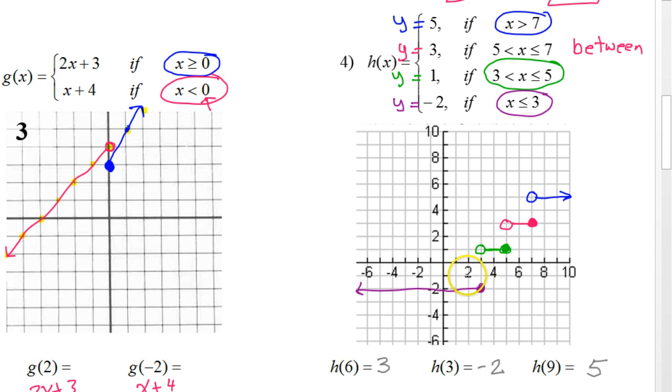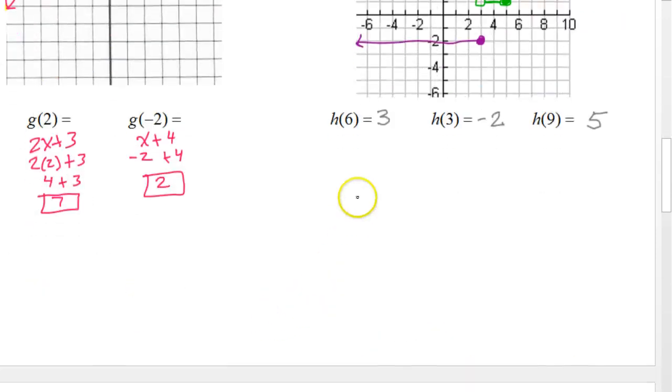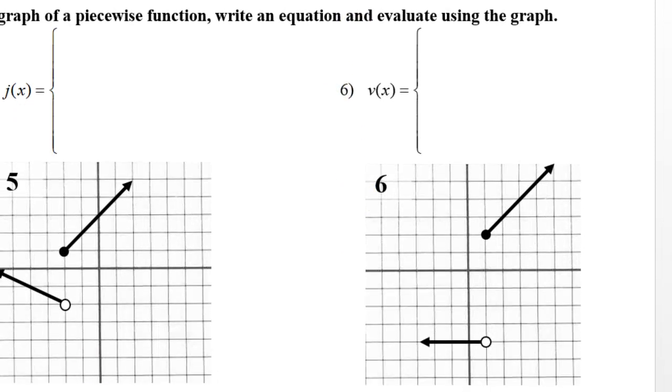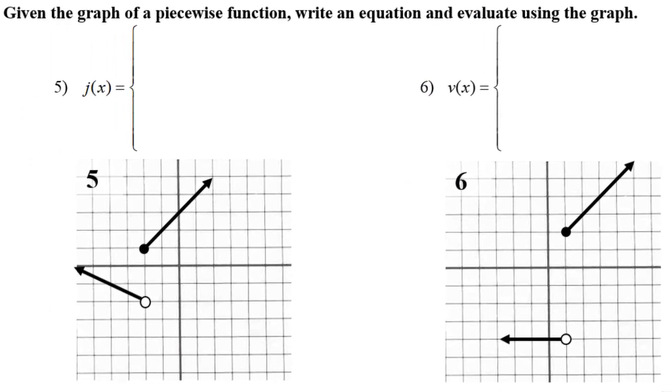All right, that's going to do it for this video. On the next video, I'm going to show you how to take the graph of a piecewise function and then write the piecewise function that goes with the graph.